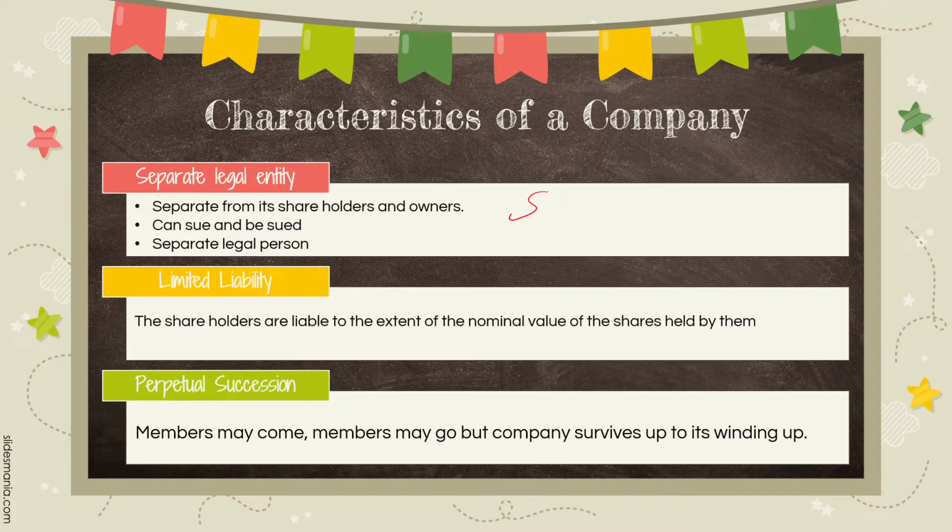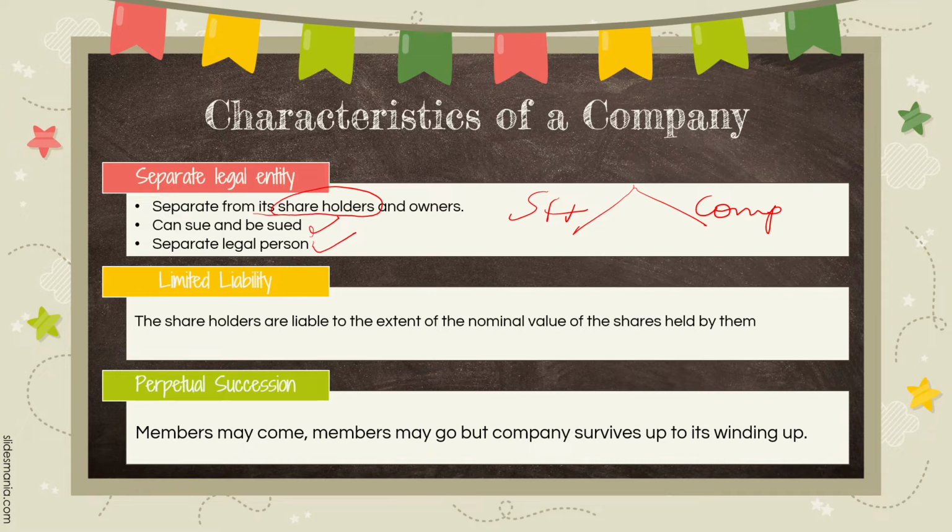So the shareholders and the company are two different persons according to the law, right? It has got a separate legal entity. The company is considered a separate legal person. They are different from their shareholders. And one very important point that we have to note down here is that the company can sue in its own name and it can also be sued by other people, right? So this is a very important point to note down.